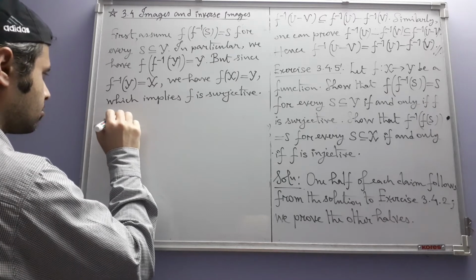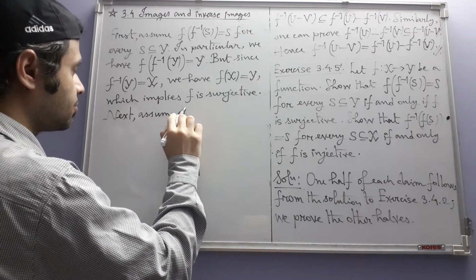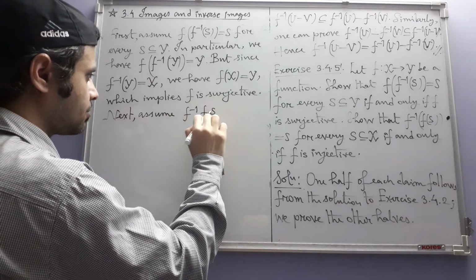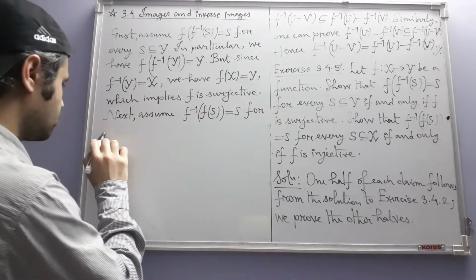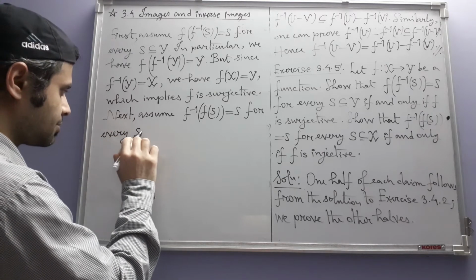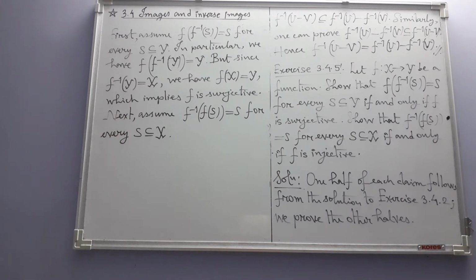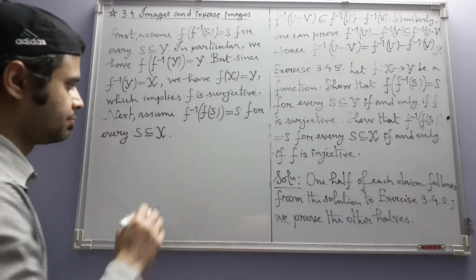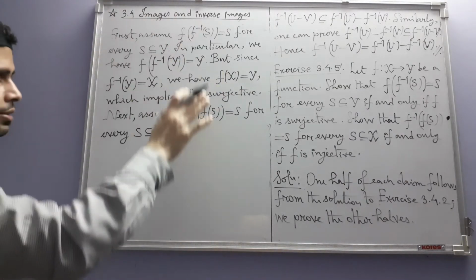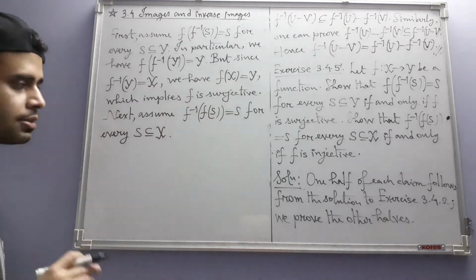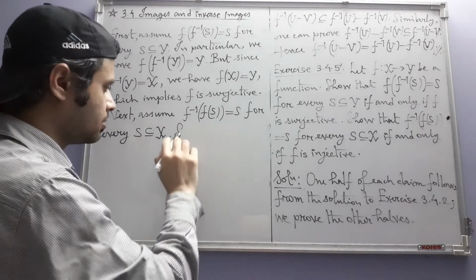Next, assume f inverse of f of S equals S for every subset S of the domain, and we have to prove that f is injective. But now we take a different approach. Instead of going like this by taking some particular value of S, we suppose f is not injective and arrive at a contradiction.